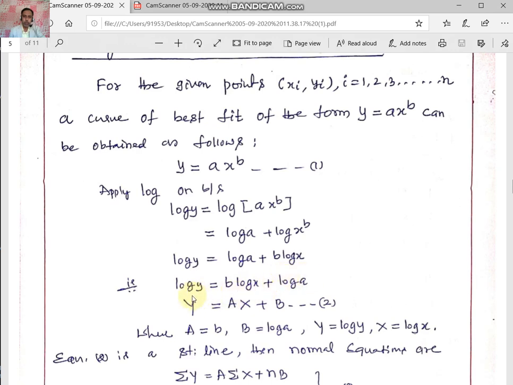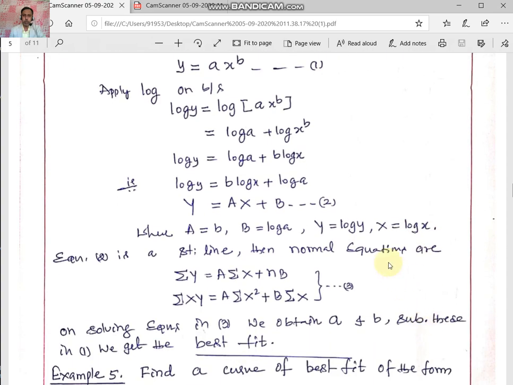We will take log y is equal to capital Y, b equals capital A, that is constant, log x is equal to capital X, and log a constant is equal to capital B. So totally this is in the form of a straight line Y is equal to AX plus B, where capital A is b, capital B is log a, capital Y is log y, capital X is equal to log x.